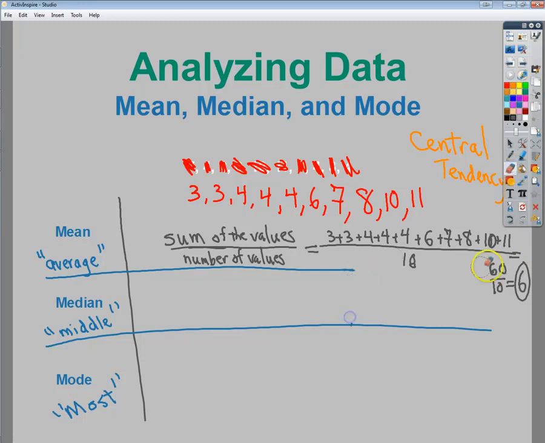Now the median number would be the middle. Oops, I meant to do that in blue. There we go. So the median number would just be the middle.